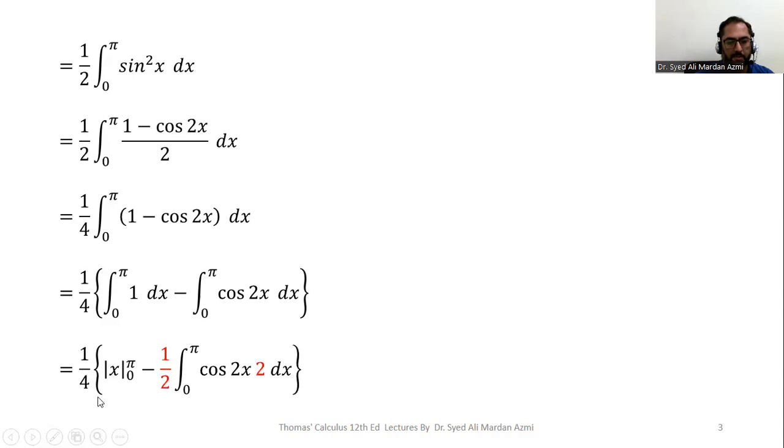So in the first integral, we have the integration x, limit from 0 to pi, and for the second integral, we have minus 1 by 2. This minus 1 by 2 with red color is here for the balancing purpose of this 2, which I have used here as the derivative of the angle. In the next step, we will integrate cos of 2x multiplied by 2 dx with respect to x, and I get sine of 2x.